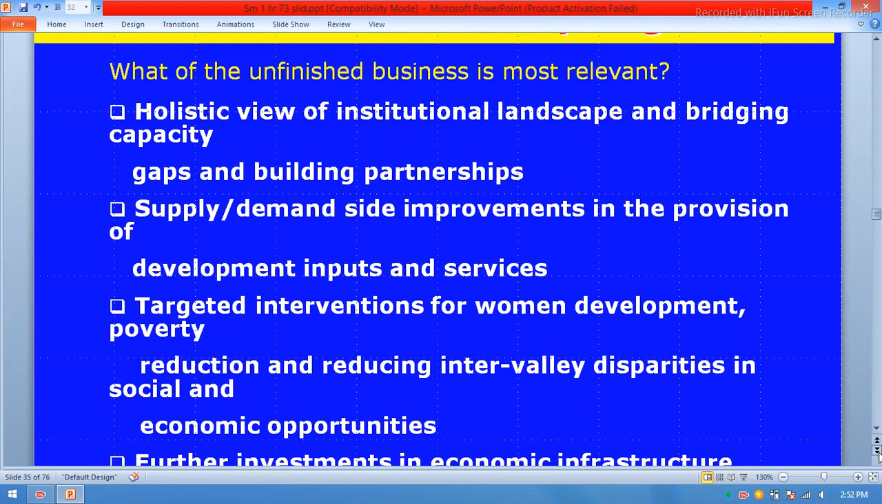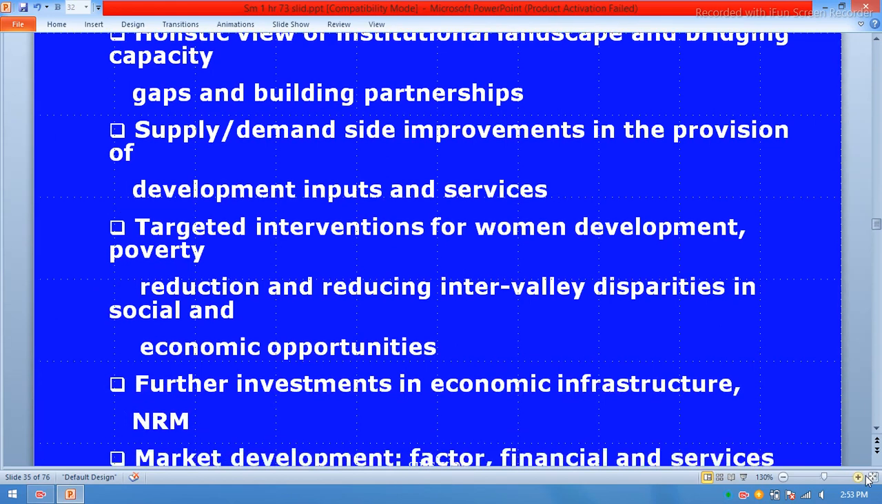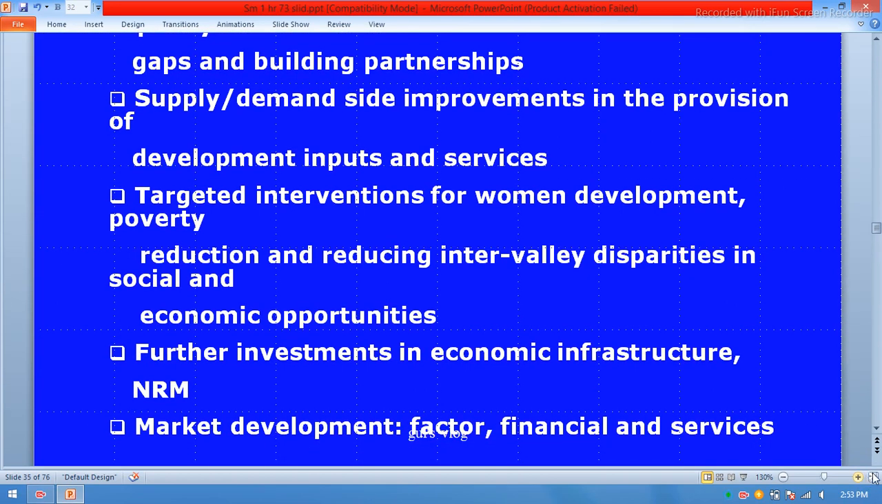A holistic view of the institutional landscape and bridging capacity gaps and building partners, supply and demand side improvement in the provision of development inputs and services, targeted intervention for women's development, poverty reduction, and reducing inter-valley disparities in social and economic opportunities, further investment in economic infrastructure and natural resource management, market development, and financial services.